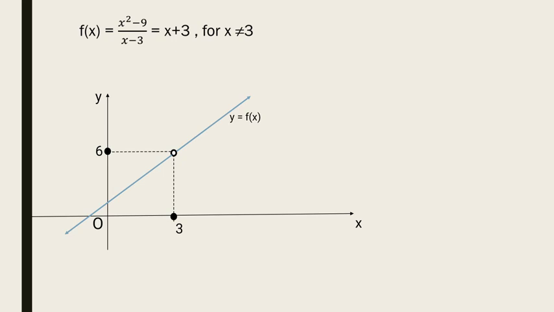Okay. So at x equal to 3, what does the function have? A hole. So the function is not defined at 3, but it has a limit at 3, which is equal to 6. So it has a limit at 3, but the function is not defined at 3. So it is discontinuous. What kind of discontinuity? Missing point discontinuity. Okay, next.